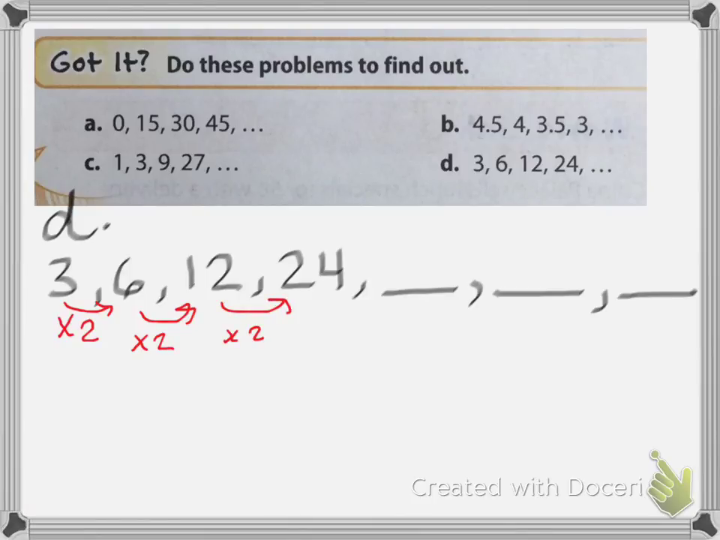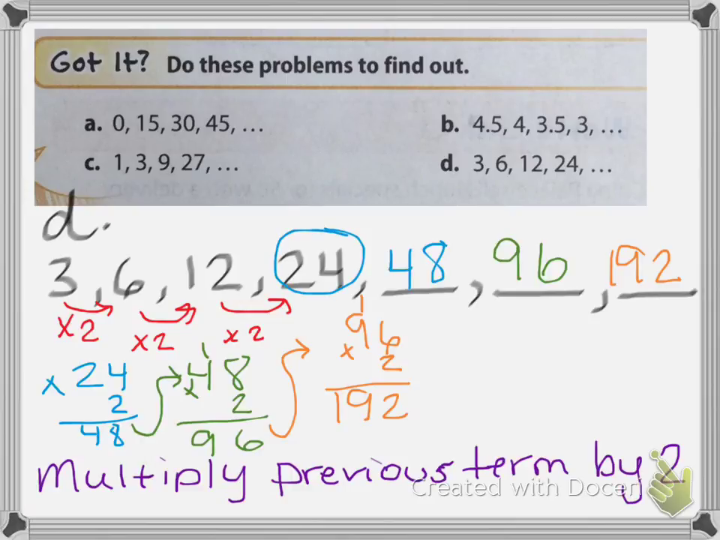And now we're going to do the next one in the pattern. Okay, and as you can see here, I went ahead and finished the sequence. We have 48, 96, and 192 in the sequence. And in purple, you will see the rule or the pattern, which is multiply the previous term by 2.